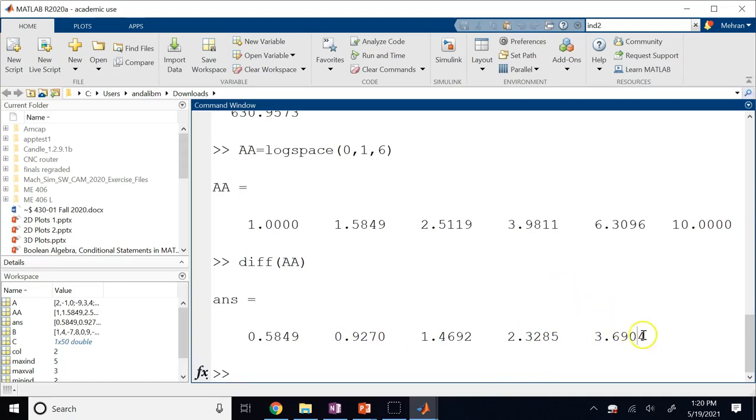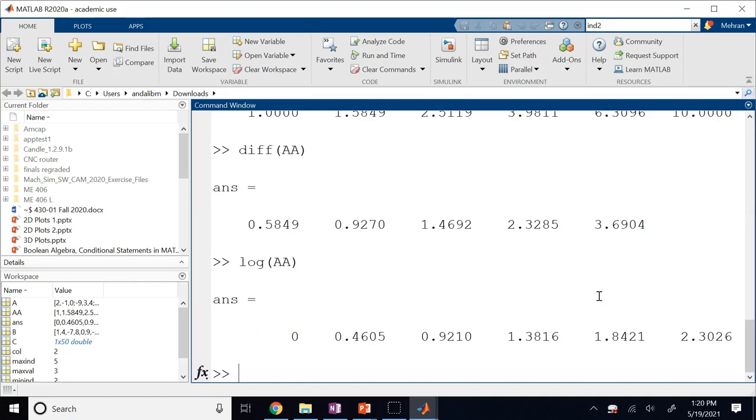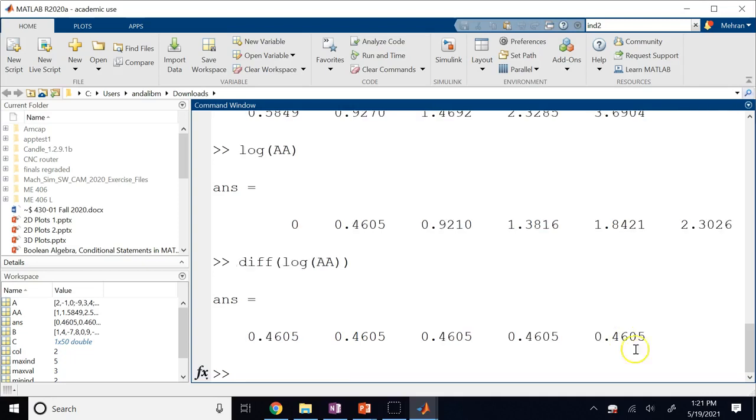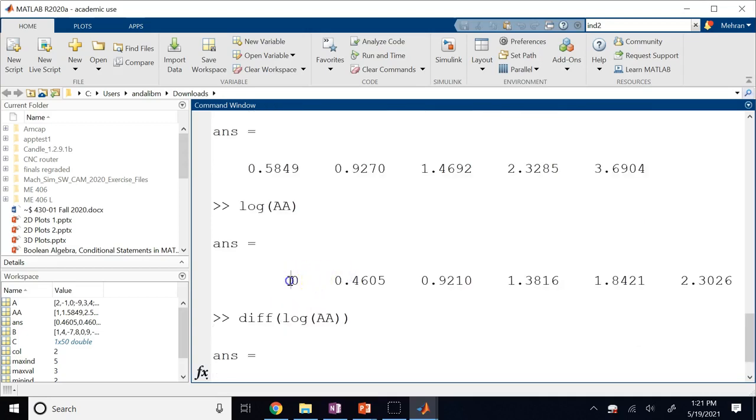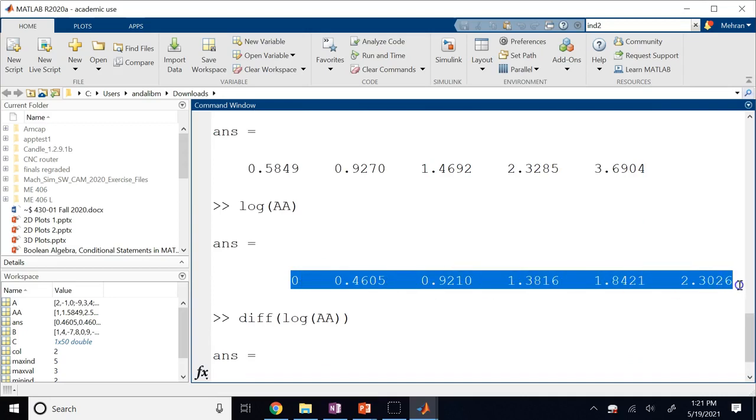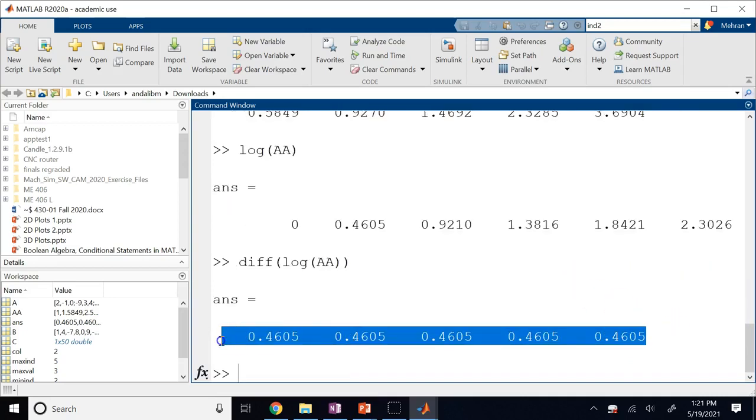But the distance between these points is the same if you apply logarithm to it. What do I mean? Look, if I ask what is the logarithm of AA, instead of AA itself, let's show AA on a logarithmic scale. These are the logarithms of those numbers. And now run diff on this logarithm of AA. Now you see the increments are the same. So if you plot AA on a logarithmic paper, then the increments are constant.